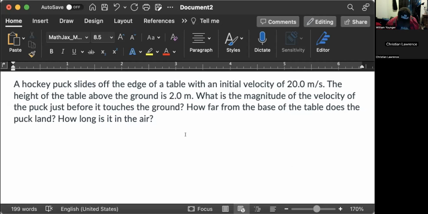By the way, I got 4.04 kilometers per hour for the swimmer's speed on that last problem.